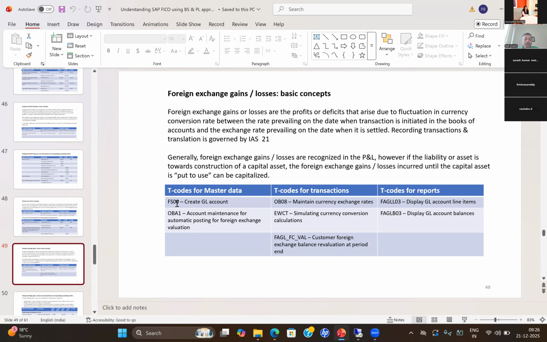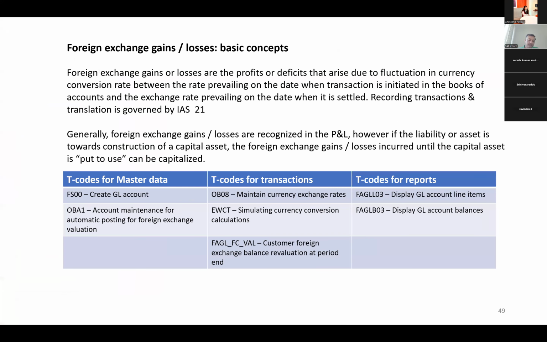certain transaction codes. First is FS00. FS00 is creation of my GL account. So I'm going to create GL accounts for gain on foreign exchange and loss on foreign exchange, or it can be a single account also, depending on your company's requirement. Some companies create a separate account for gain and a separate account for loss, but some companies maintain a single account. That's also fine. A single account is also okay.